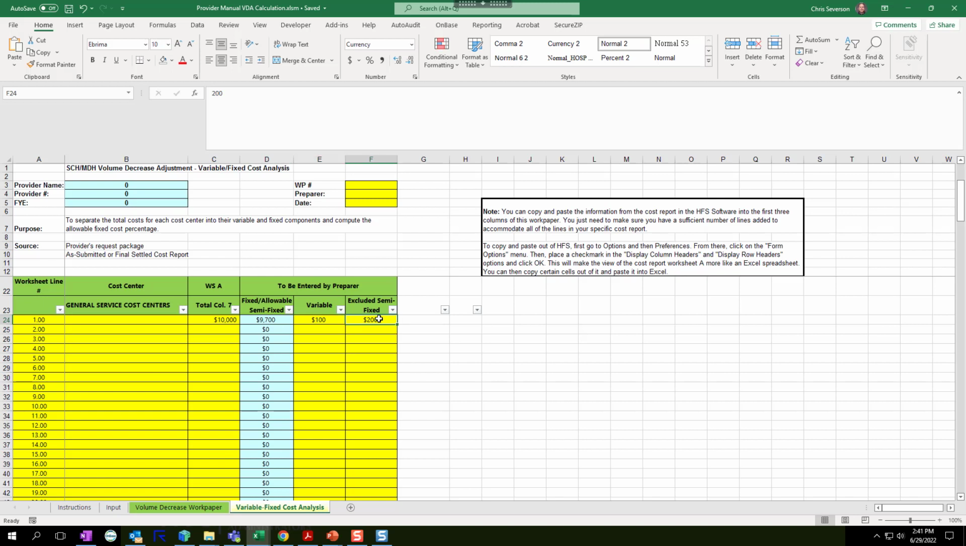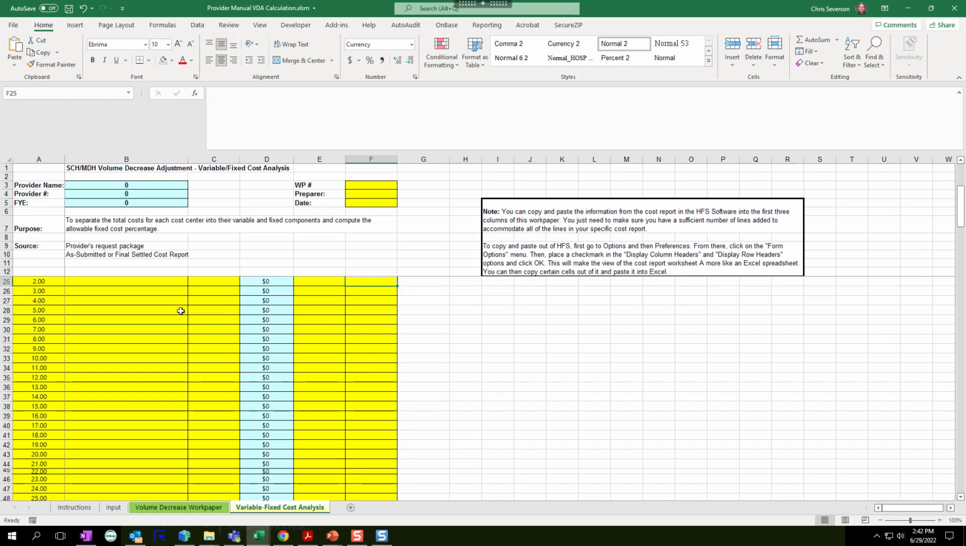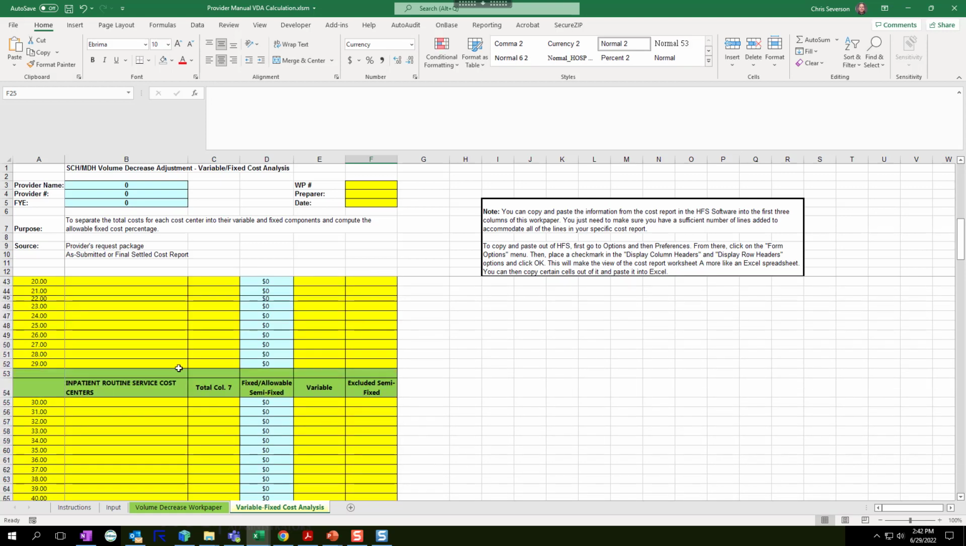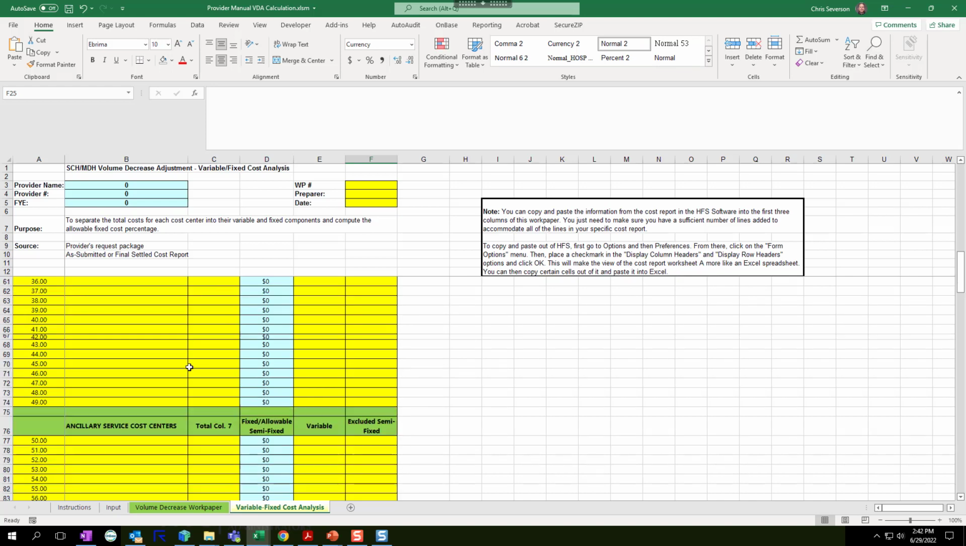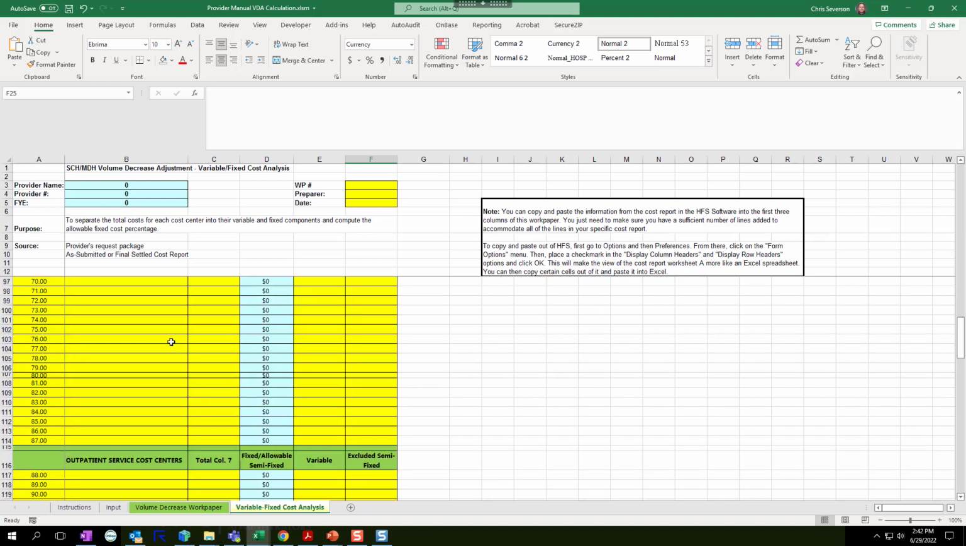So if you've taken all the actions you can and you can describe it, then this would be 0. And the only thing that would be carved out is this variable. The other semi-fixed costs would have been left over. They'd be allowed. So this column is only used if you have some costs that you just have to exclude because you didn't take any actions to reduce them. You would do that for all the different cost centers. It's broken down by each section.